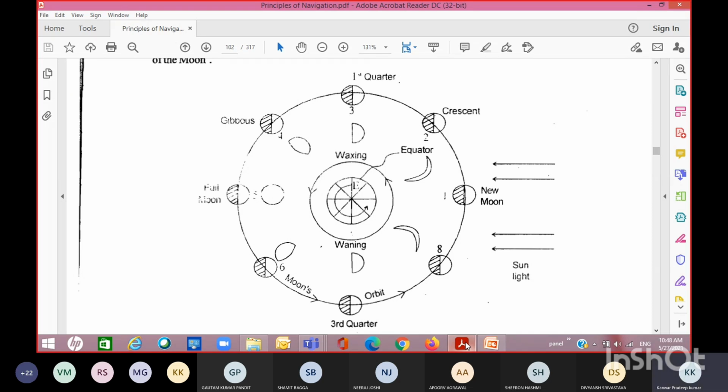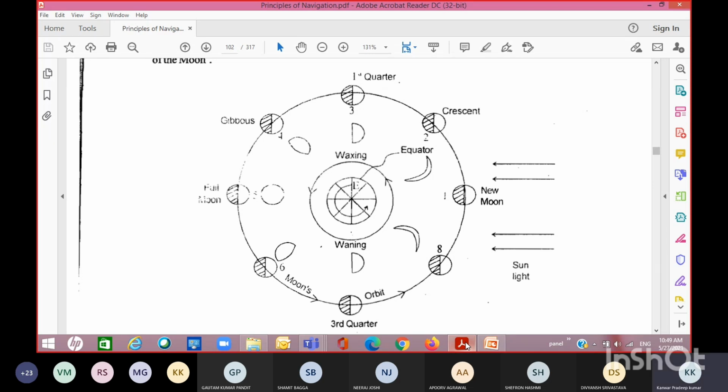Look at the opposite side, full moon. Now the Earth is in between the moon and the sun. So which side of the moon is getting illuminated? The one which is facing the Earth. So we see the full moon. So these two pictures are clear to you?